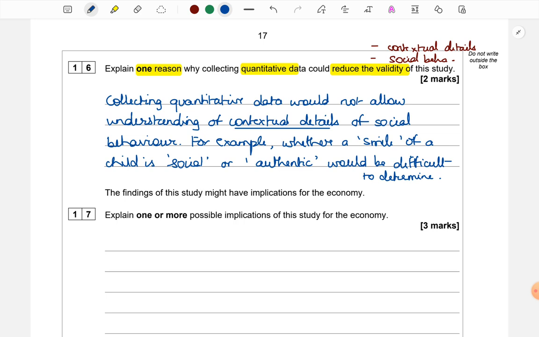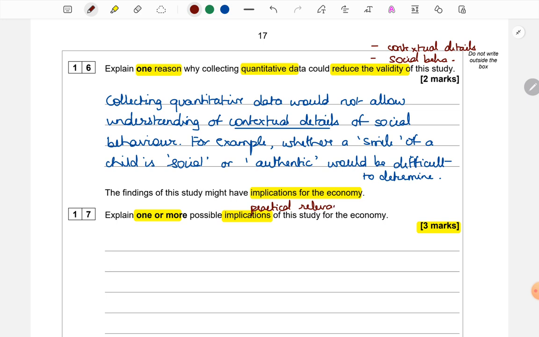Okay, the next question, you might feel it's a little out of psychology, but still there's no harm in answering. It shouldn't be difficult to answer. The findings of this study might have implications for the economy. Economy, as we know, has to do with the nation's finance. Explain one or more possible implications of this study for the economy. Implication just means practical relevance.